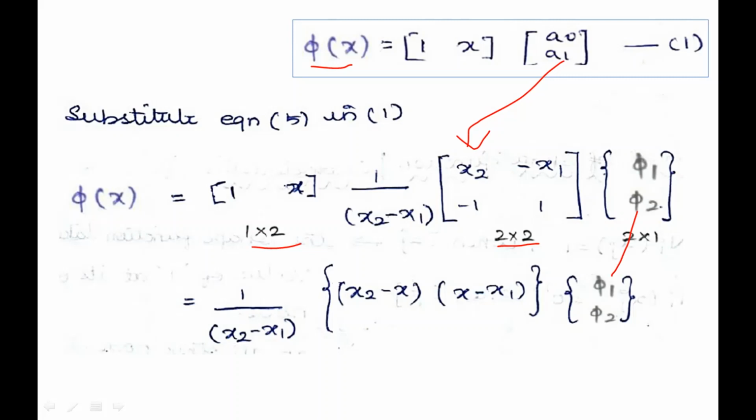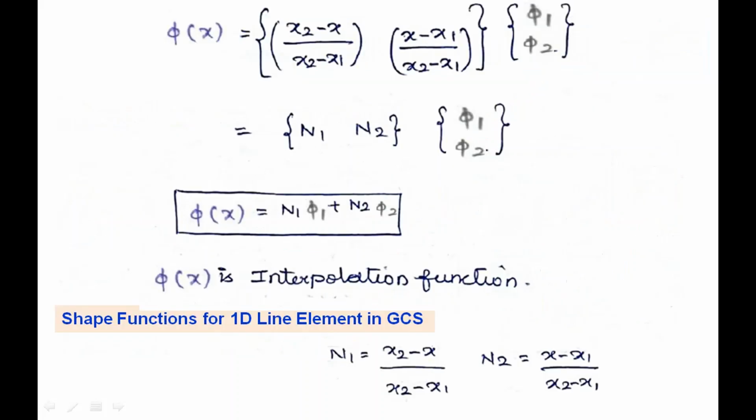Then take this x2 minus x1 inside the matrix. It becomes x2 minus x divided by x2 minus x1, and x minus x1 divided by x2 minus x1. So phi of x equals x2 minus x divided by x2 minus x1, x minus x1 divided by x2 minus x1, then phi 1 phi 2. This part is named N1, this part is named N2. That means N1 represents the shape function for node 1. This is the shape function for node 2. This is the nodal parameter.